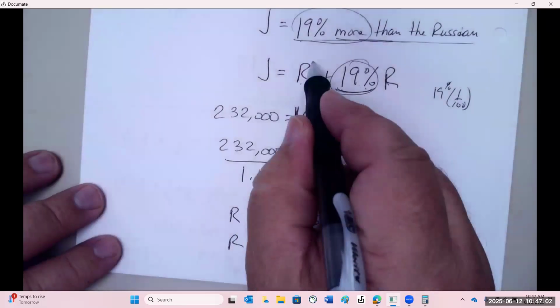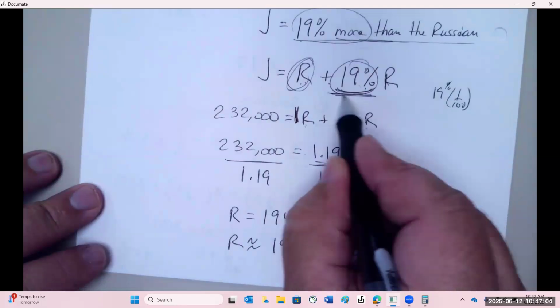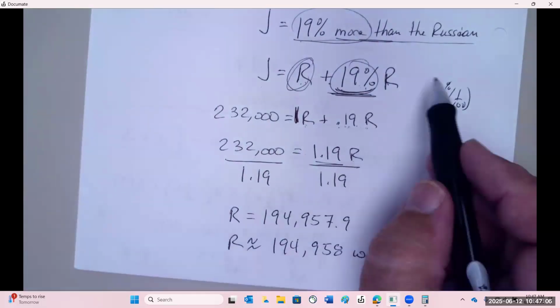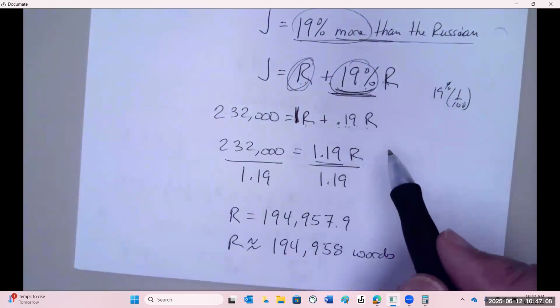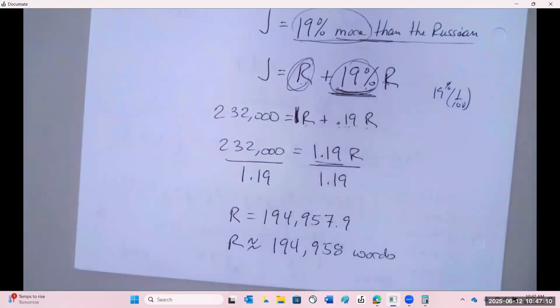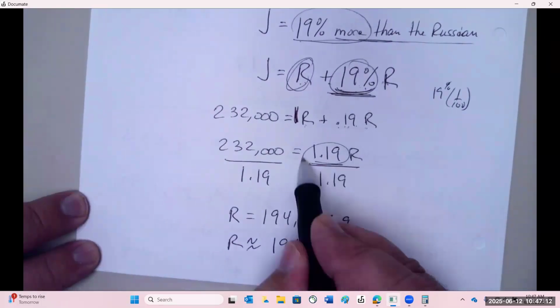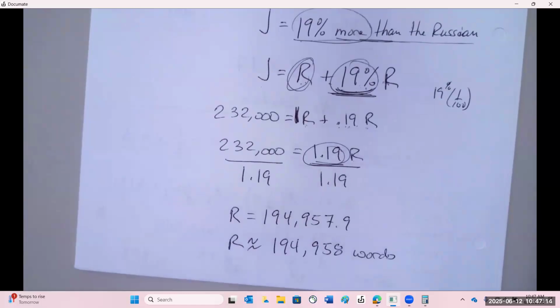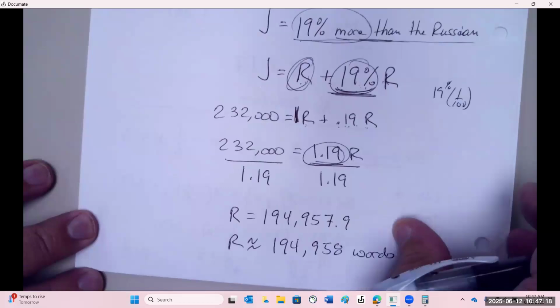You start off with what you have, you either add or subtract. If it's an increase, then you add. If it's a decrease, you subtract. And then whatever you have here, you divide by the overall answer. That's the way you work it out.